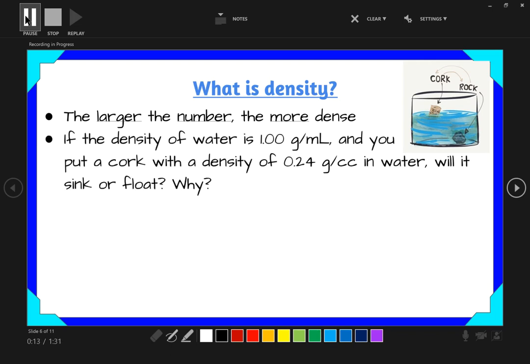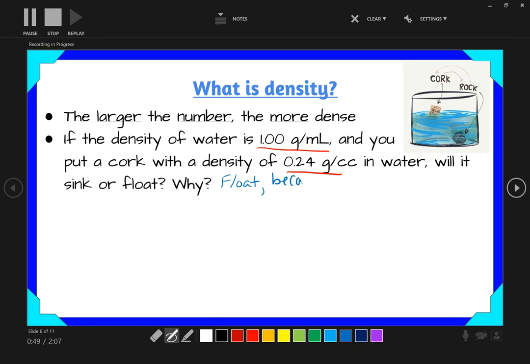If the density of water is 1.00 g/mL, and you put a cork with a density of 0.24 g/cc in water, will it sink or float, and why? So remember, we're going to take a look at these two numbers. The larger the number, the more dense it is. So will a cork sink or float? A cork will float. And why will it float?